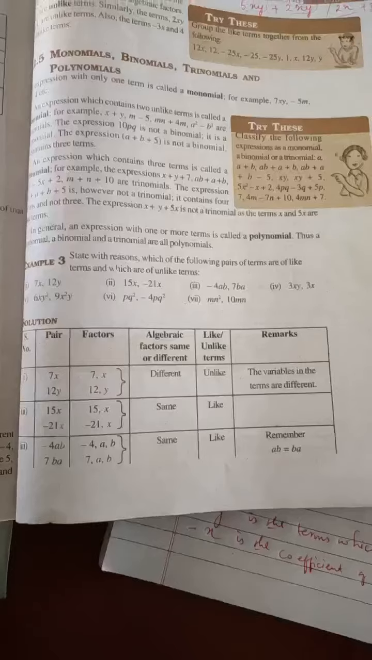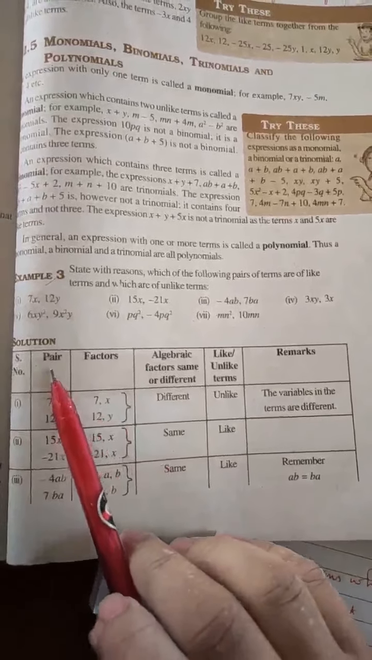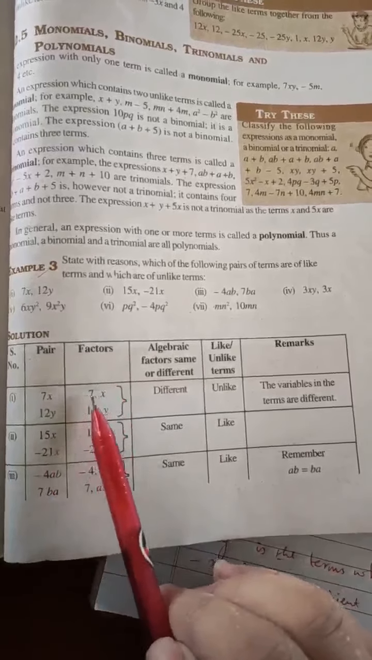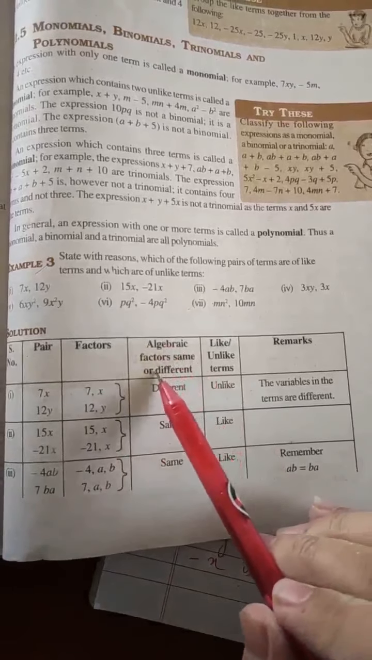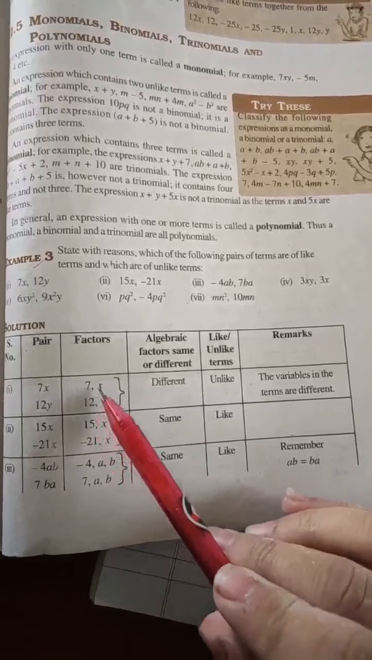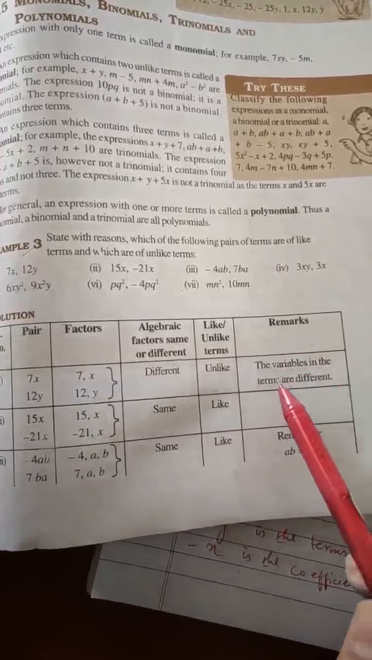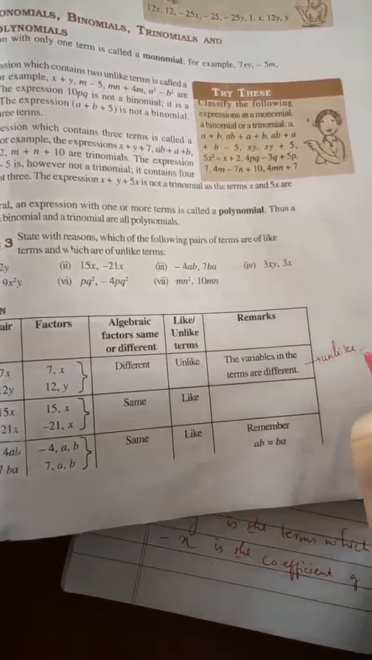Okay, now for better understanding I will give you example 3, which is in your NCERT book. The pair of expressions given here is 7x and 12y. So what are the factors? 7, x and 12, y. Are the algebraic factors the same or different? It is different. You can see 7 and 12 are different, x and y are different. So it is unlike terms. The variables in the terms are different. That is why it is unlike terms.